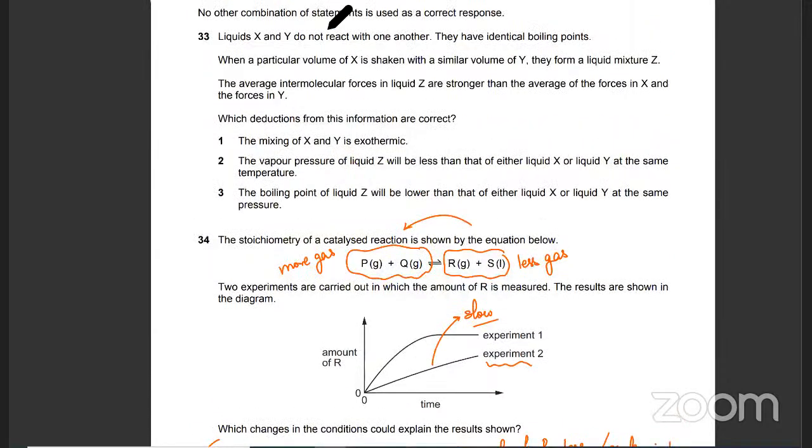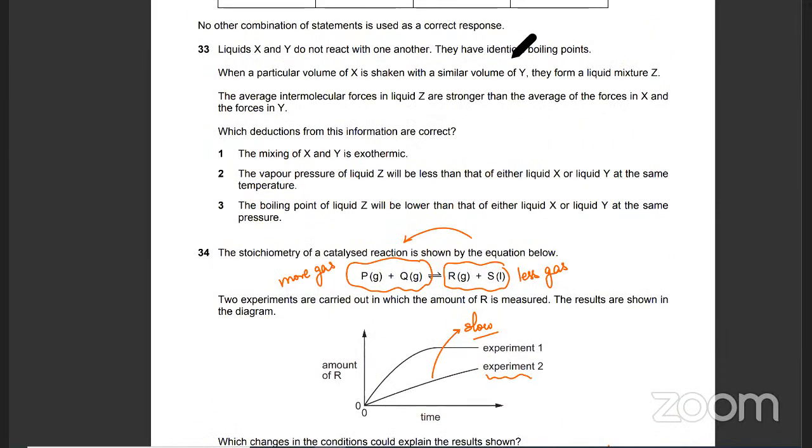So moving to the previous one: liquids X and Y do not react with one another. They have identical boiling points. A particular volume of X is shaken with a similar volume of Y. They form a liquid mixture Z. So first thing, X and Y do not react, and they have identical boiling points. The average intermolecular forces in liquid Z are stronger than the average of the forces in X and the forces in Y. So what he's saying is, there's a bunch of X which are attracted to each other.